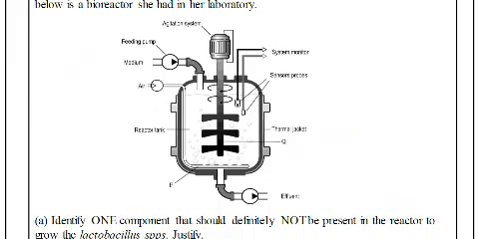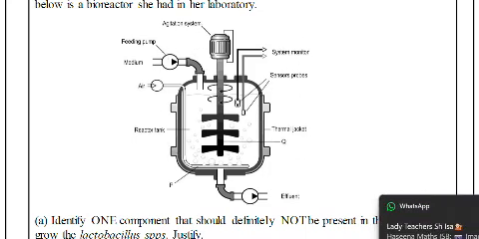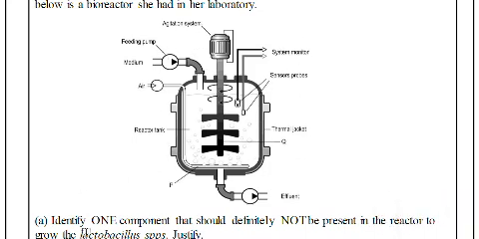Rati wants to grow a variant of the Lactobacillus species in a bioreactor. Lactobacillus is an anaerobic bacteria commonly used as a starter culture for dairy products. So you can see here the diagrammatic representation of a biofermenter, and identify one component that should definitely not be present in the reactor to grow the Lactobacillus.